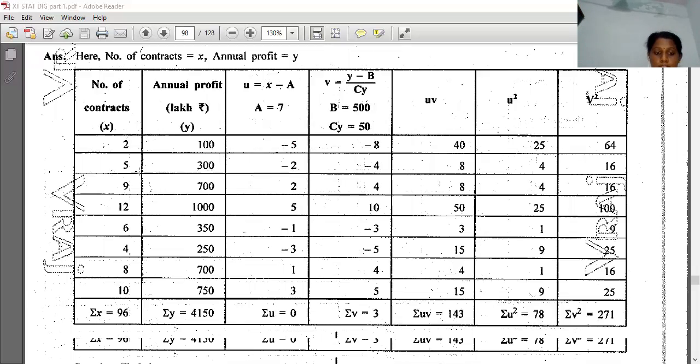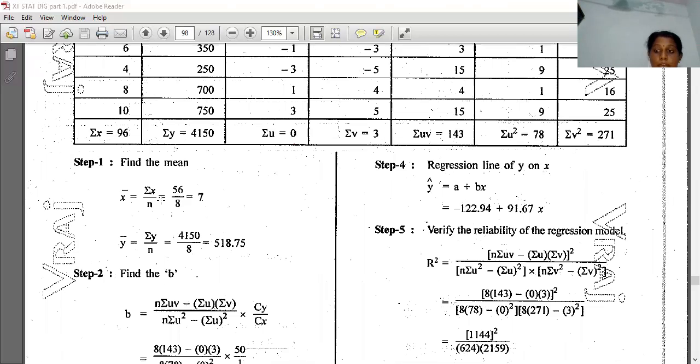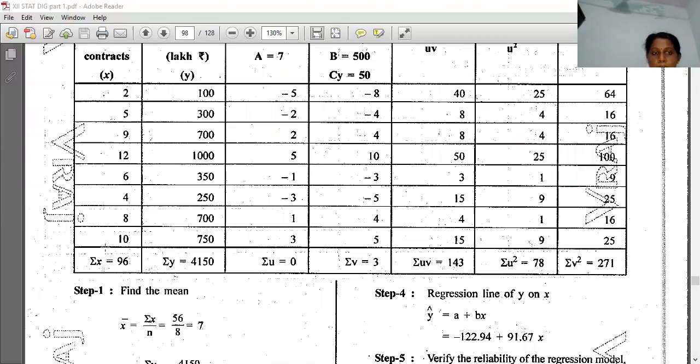Okay. So see, whenever we are finding the reliability and these words like determination are coming, at that time what you have to find is R square. Remember always. Now this is our x column. This is our y column. So sigma x is 96 and sigma y is 4150. So this sum is simple, but the important thing in this sum is the reliability of the model, so R square is the important thing in this sum.